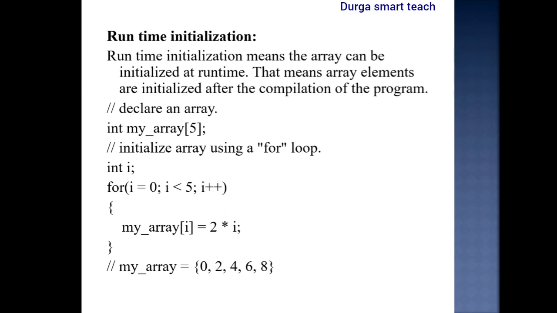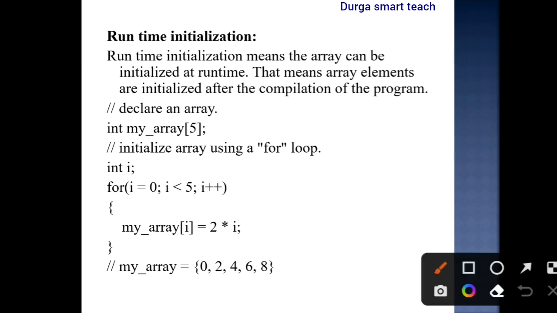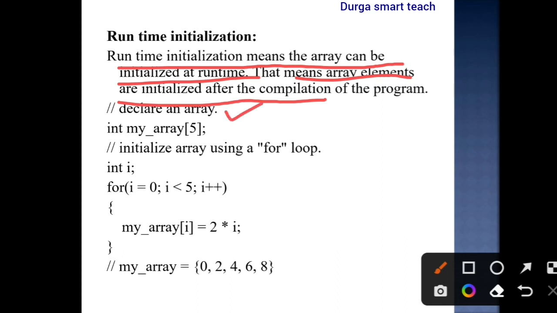Next, runtime initialization. Runtime initialization means the array can be initialized at runtime after compilation. That means array elements are initialized after the compilation of the program. After compilation you can enter the values into the array. That is nothing but runtime initialization. Let's see declaring an array: data type, array name of size. Here the data type is int, the array name is my array and the size is 5.